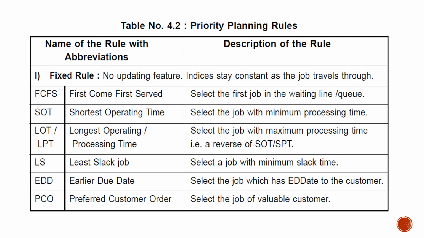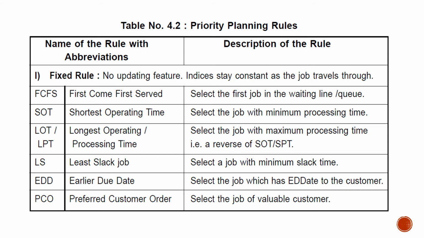Here are some terms regarding priority planning rules. As I have said, you have to sequence and prioritize some work, so there are some rules. They may ask for some long forms in your MCQ pattern questions. So first is FCFS, that is first come first served. That means select the first job in the queue. Whatever job comes first in the queue is to be considered first.